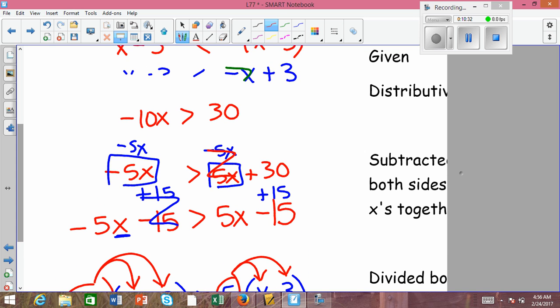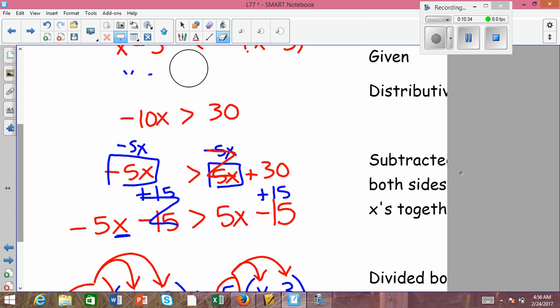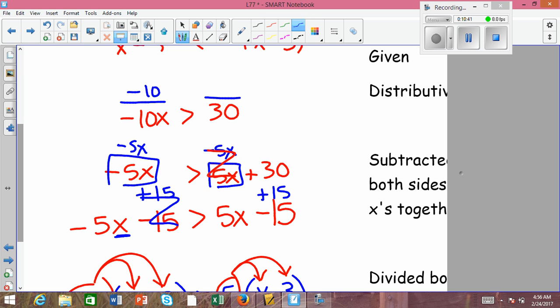Your last step in this way of doing the problem would then be to divide by your negative. If we divide both sides, remember I'm working upwards so it looks a little funny. The negatives cancel, the 10s cancel. X is left here. What? We divided by a negative? Flip your sign and you end up with x less than... not a negative 1. We would do 30 divided by a negative 10, which would be a negative 3. Is that what we ended up with the first time?